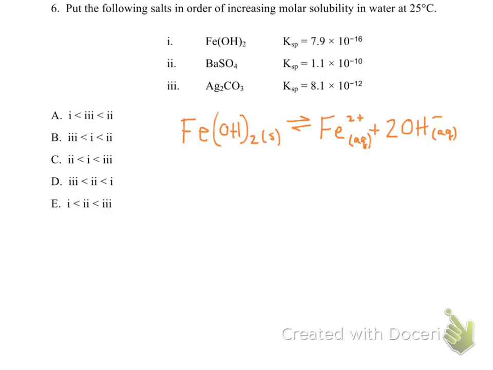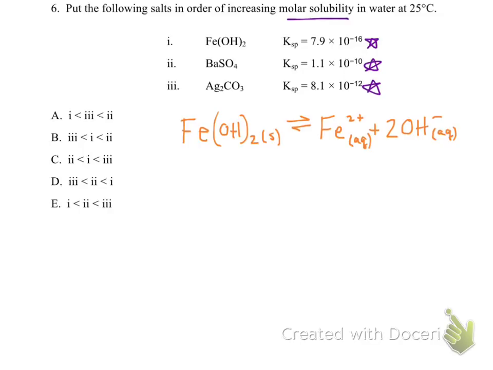So for this problem, we're comparing which one of these 3 sparingly soluble salts has the greatest molar solubility. Now, the thing with this is, if they all broke into the same number of ions, we could just compare the KSP values, because the math would end up working out algebraically the same way.